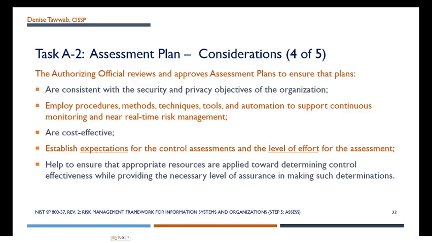The authorizing official reviews and approves assessment plans to ensure the following: that the plans are consistent with the security and privacy objectives of your organization, that the plans employ procedures, methods, techniques, tools, and automation to support continuous monitoring and near real-time risk management. Also, the authorizing official is looking at the assessment plans to ensure that they are cost effective, that they establish expectations for the control assessments and for the level of effort for the assessment, and that the assessment plans help to ensure that appropriate resources are applied toward determining control effectiveness while providing the necessary level of assurance in making such determinations. So the AO is going to look very closely at the assessment plans.